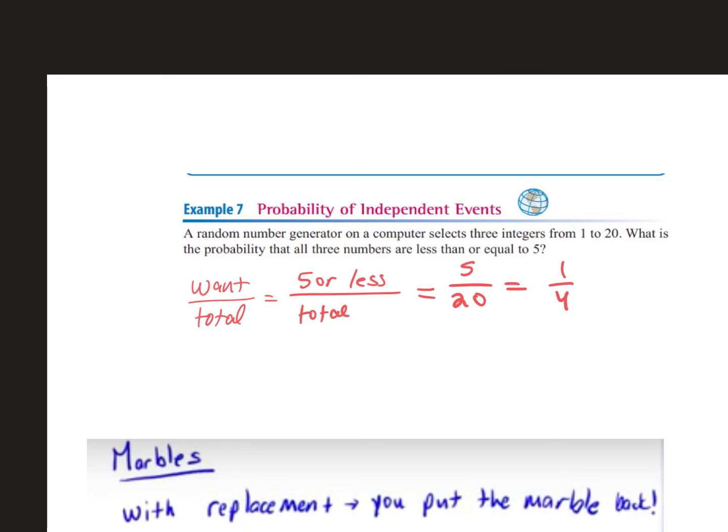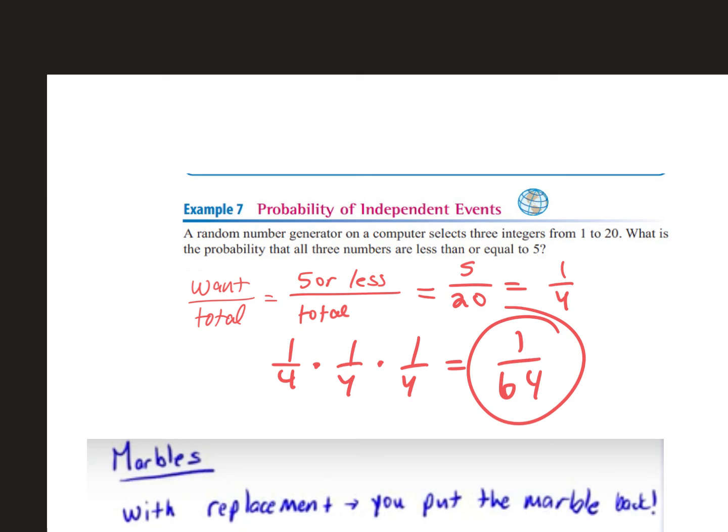So the question says, what's the probability that all 3 numbers are less than or equal to 5? So I'm generating a number, and I'm generating another number, and I'm generating another number. Do you guys see that? It's not or. I want all 3 of them to be that way. So and means to multiply. So what is this going to be? 1 out of what? 4 times 4 times 4. 64. Not 4 times 3. 4 times 4 times 4.